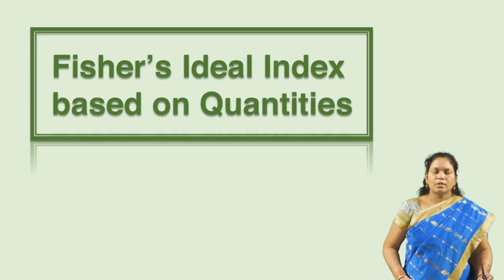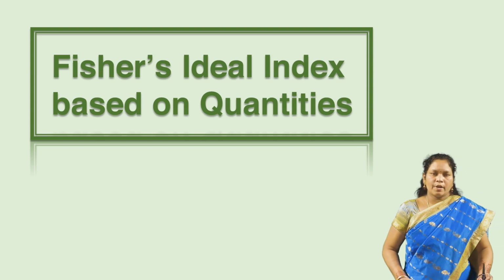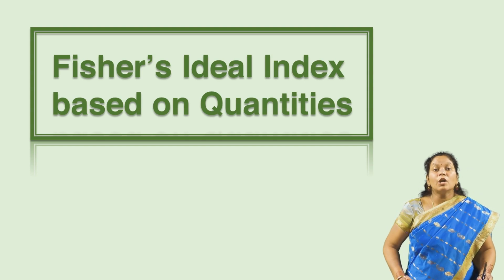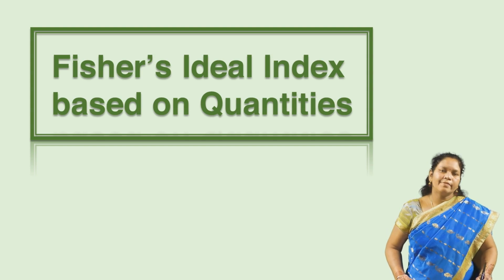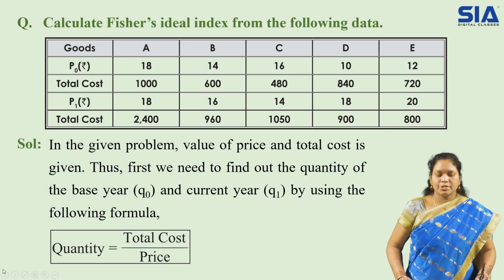Let us learn the topic of Fisher's ideal index based on quantities. Sometimes they provide quantities, and sometimes they will not provide quantities and will ask the question indirectly. So how to deal with that? Let us learn today. So here is the question.